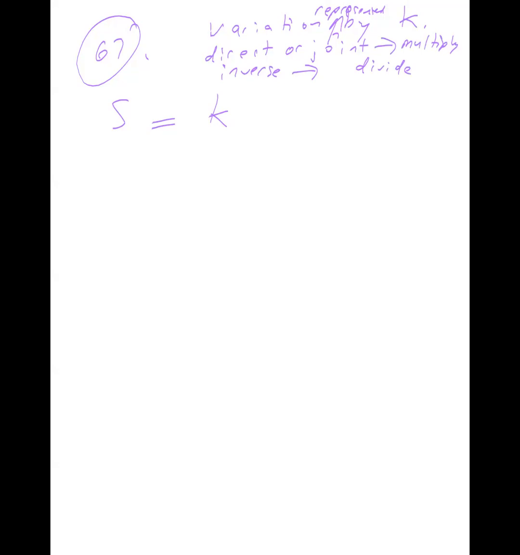So if your sound intensity has variation, that means sound intensity equals K. And then it says it varies inversely. Inversely means divide. As the square of the distance, so you put the distance squared into the bottom. So that's all that it says. Sound intensity varies inversely as the square of the distance. And then we're ready to go.